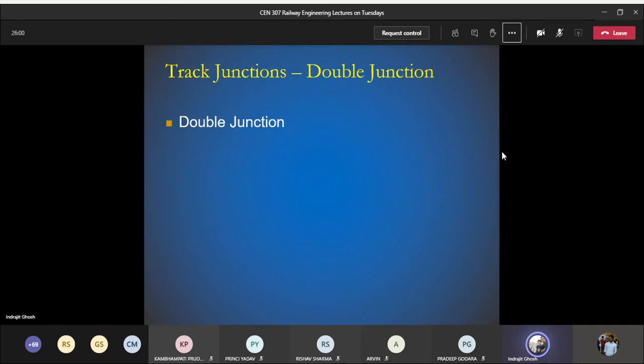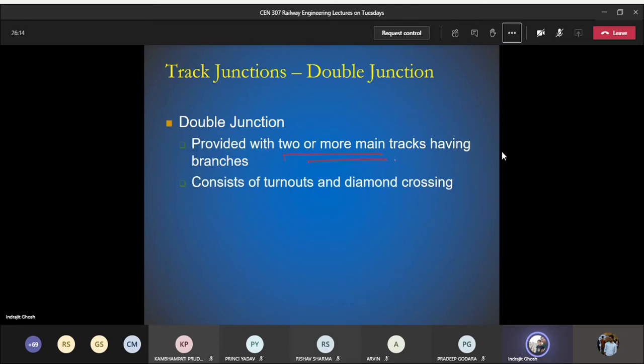Double junctions are mainly visible on main tracks. On a normal day, when a railway junction station comes, you will be able to see this kind of junction, which is known as a double junction. It is provided with two or more main tracks having branches. So main lines are going, and at the same time there are branches. It consists of turnouts as well as a diamond.